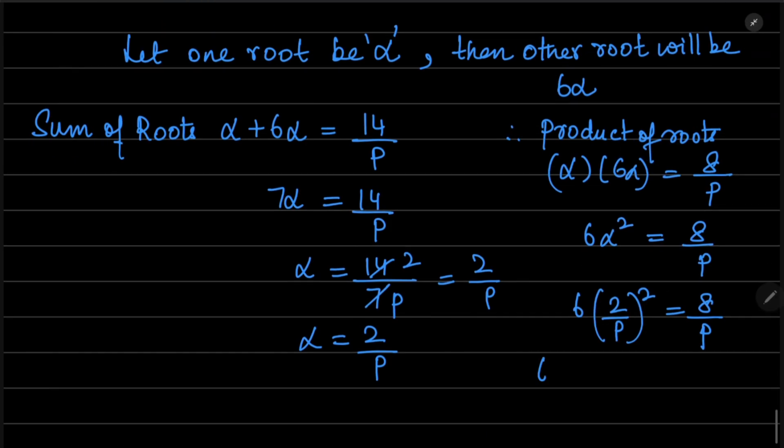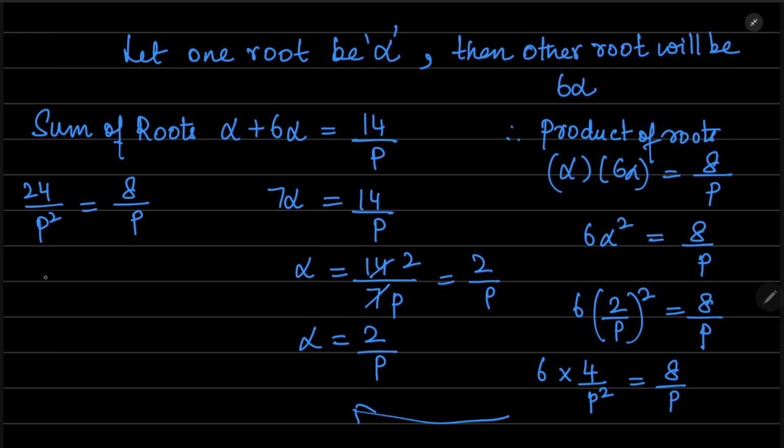You will have to solve it. 6 multiplied by 4 by p square, right? 4 by p square is equal to 8 by p. Let me do it here. So you will have 24, and I'm doing it here, okay? So 24 by p square is equal to 8 by p, right? So cross multiply, you will be getting 24p, okay, is equal to, or minus 8p square is equal to 0.